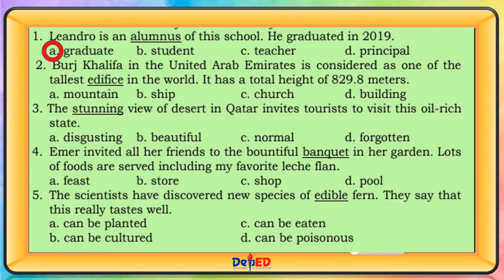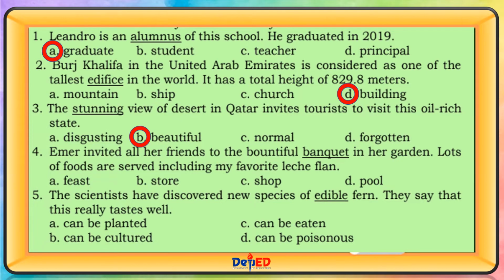Burj Khalifa in the United Arab Emirates is considered as one of the tallest edifices in the world. It has a total height of 829.8 meters. The answer is letter D. The stunning view of desert in Qatar invites tourists to visit this oil-rich state. The answer is letter B.